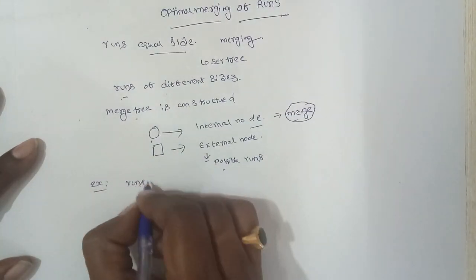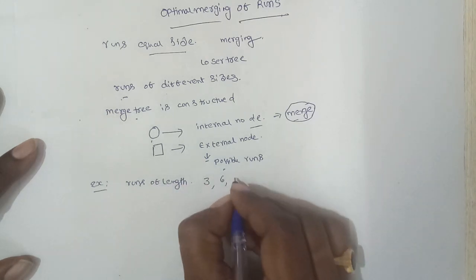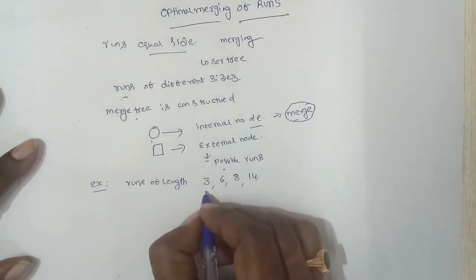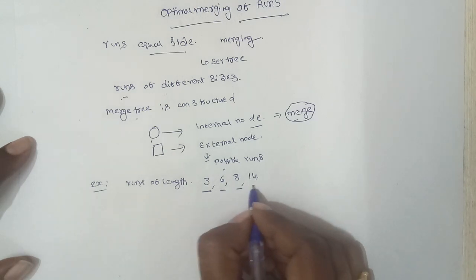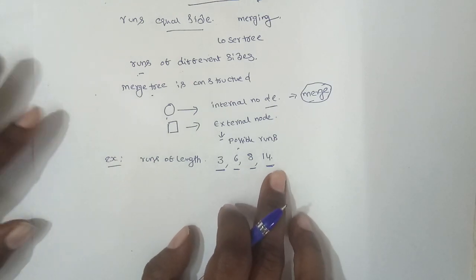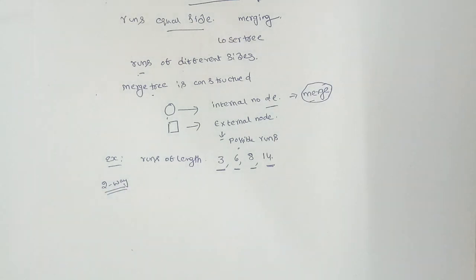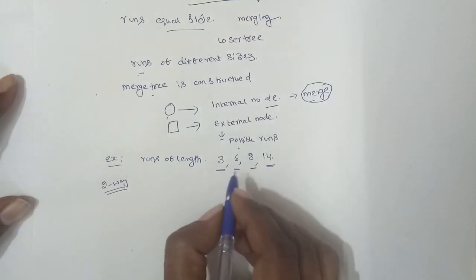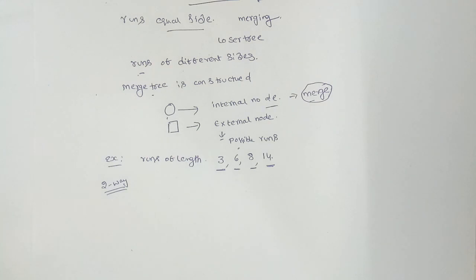Consider different runs of length 3, 6, 8, 14. That is, run 1 contains 3 records, run 2 contains 6 records, run 3 has 8 records, run 4 has 14 records. These are runs of different lengths. Assume you are using two-way merge. Here you can use any merge sort. But for the given values, we can construct different merge trees.